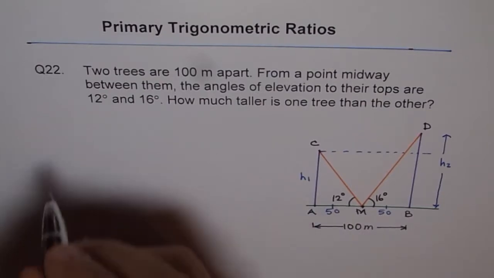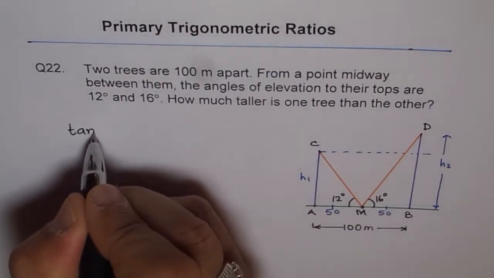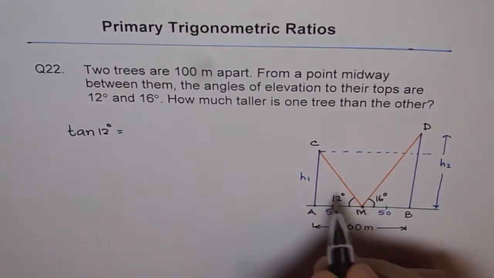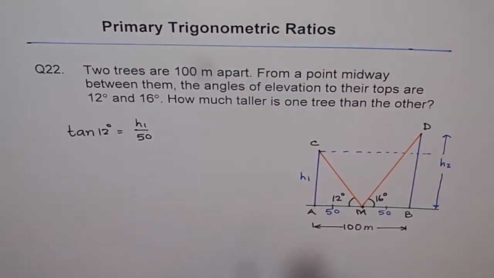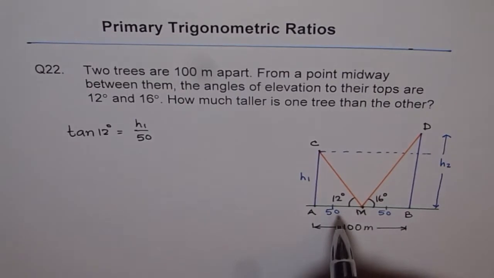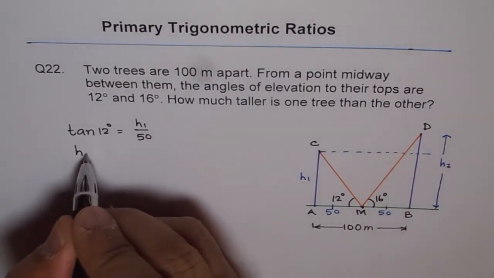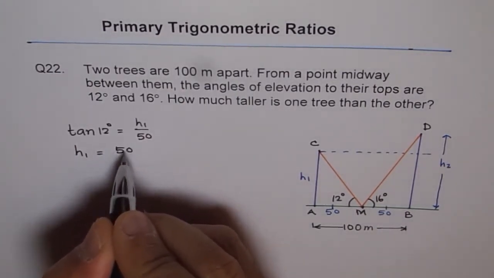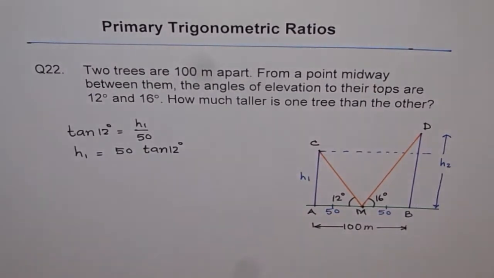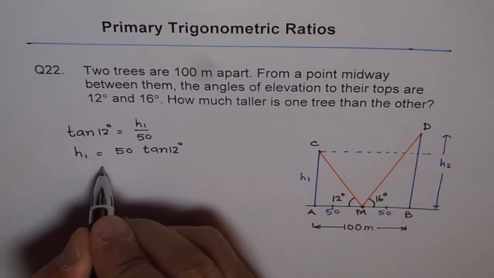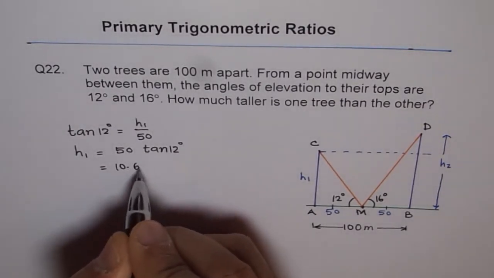So we have tan of 12 degrees equals h1 over 50. That gives us the height h1 of one tree. h1 is 50 times tan of 12 degrees, which is 10.62.